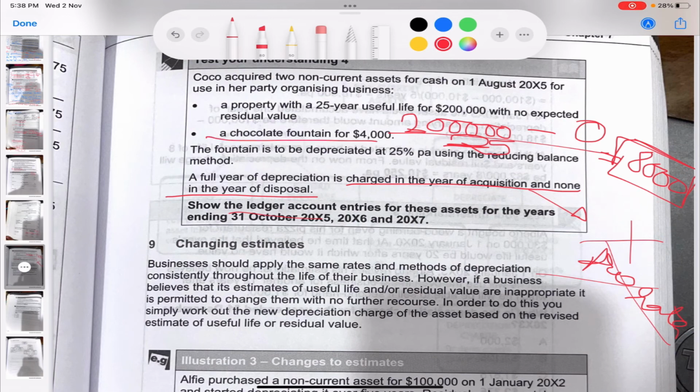What about the chocolate fountain? 25% per annum using the reducing balance method. So every year 25% on the carrying amount. No doubt about that. You can do it by yourself, right? No doubt in this. I have given you the hint and everything. You can do it by yourself. Try it by yourself.